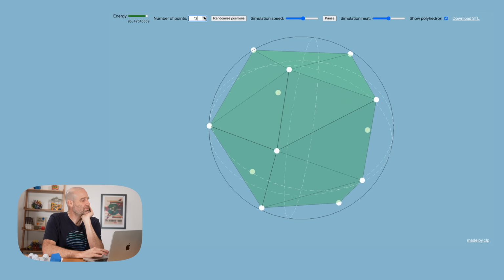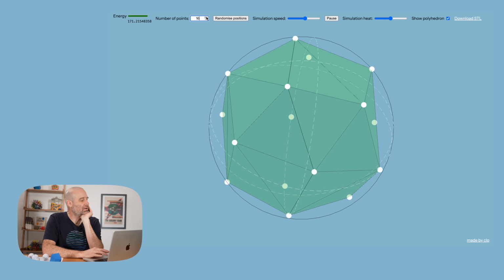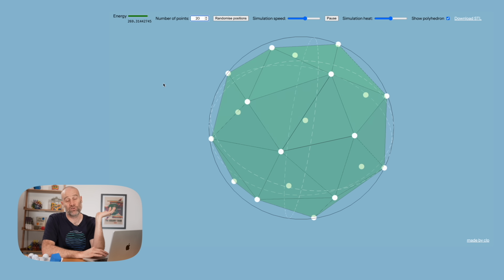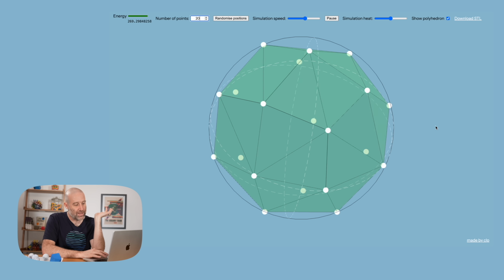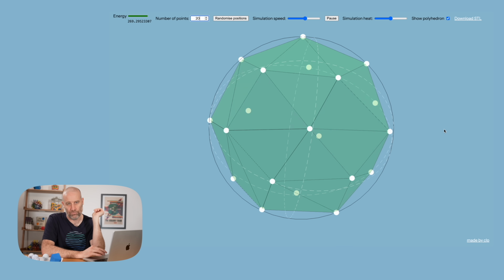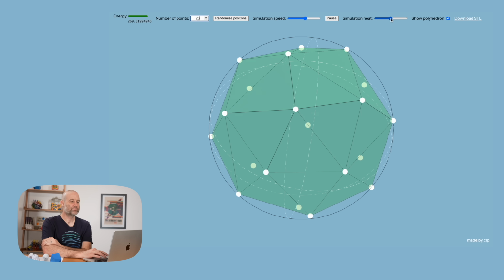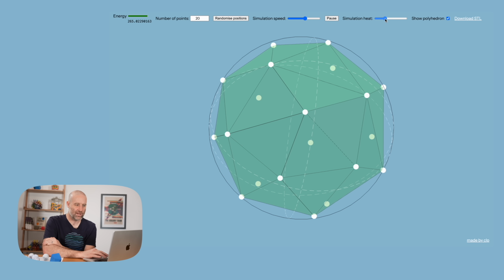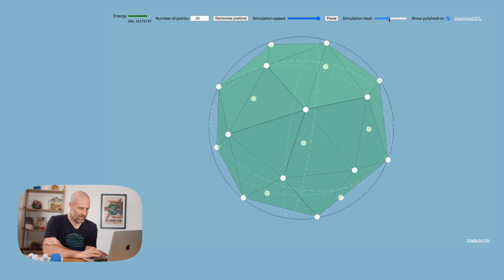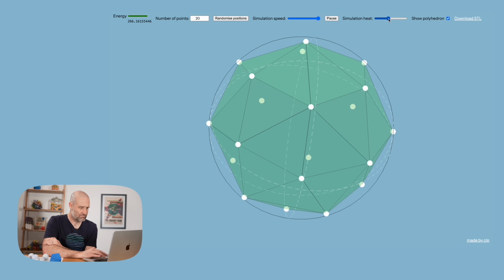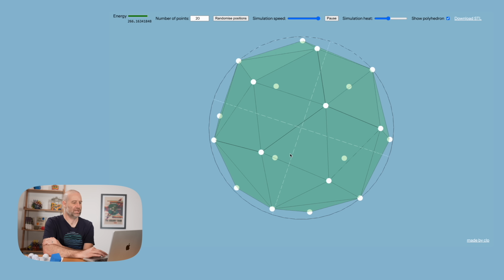This is 20, and a dodecahedron has 20 vertices. So you'd expect this to end up being a perfectly regular dodecahedron. But you give it a second, and guess what? It's not. I'm going to slow down the heat a bit, and I'm going to speed up the simulation just to evolve that in a little bit quicker. You end up with this shape, which is not a dodecahedron.